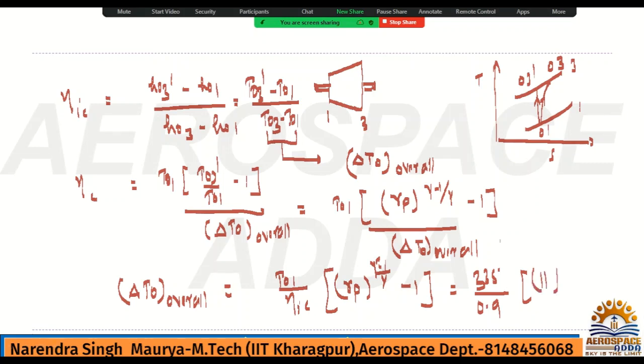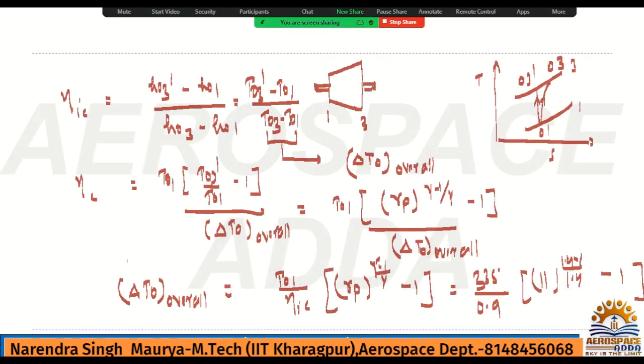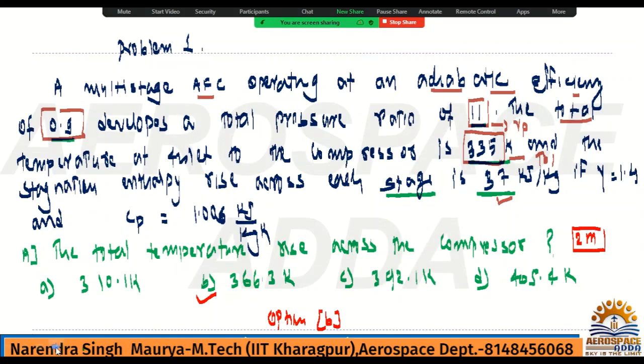What is gamma minus 1? Gamma they have given to us, it is 1.4. So gamma minus 1 by gamma is 1.4 minus 1 divided by 1.4, and minus 1, the whole bracket. If you calculate this value, you will get delta T0, overall. Delta T0 overall you need to calculate. If I say overall, that means it is for the complete system. Check it.